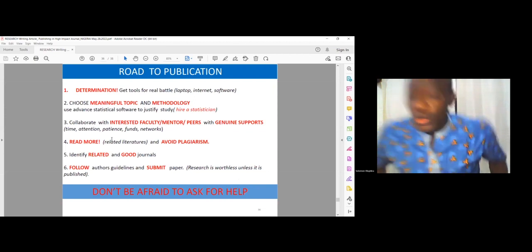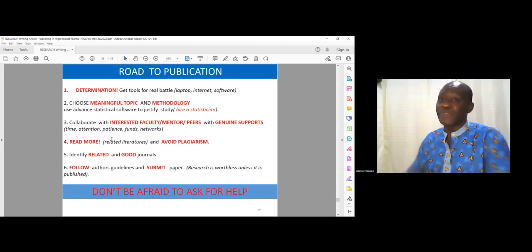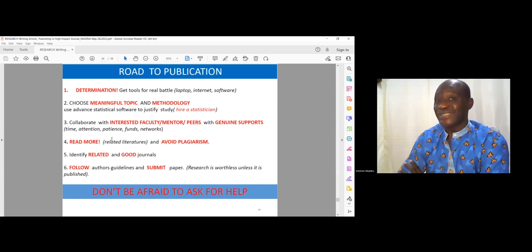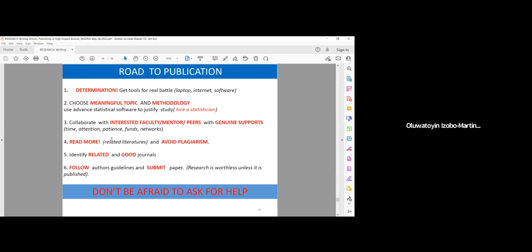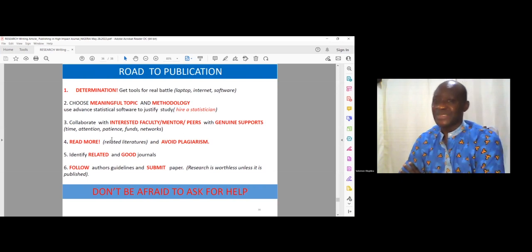So this is the road. If you really want to publish, look at the road. Determination first. Get the tools ready, brother. If you are in Nigeria, get ready to buy generator, gas, petrol, diesel, and then your internet. That is where you can survive it.